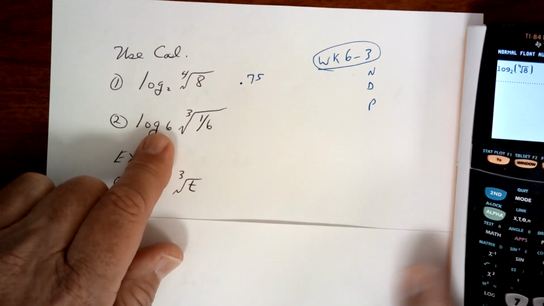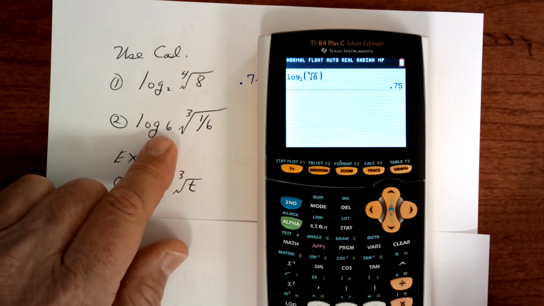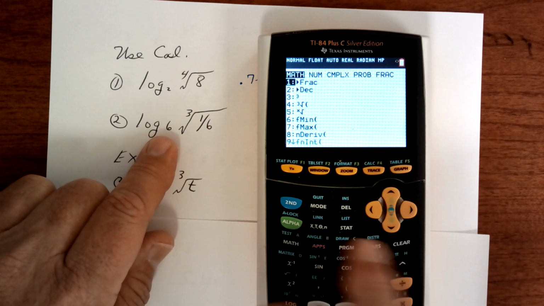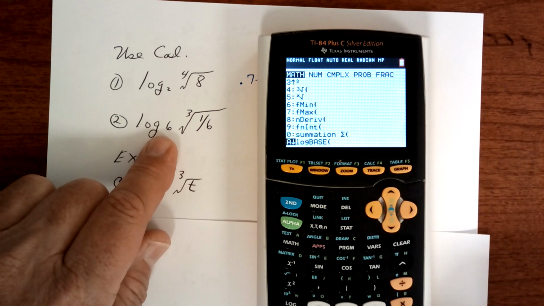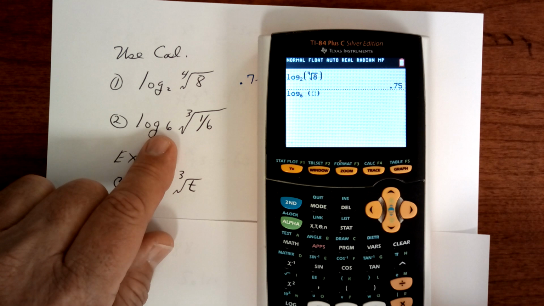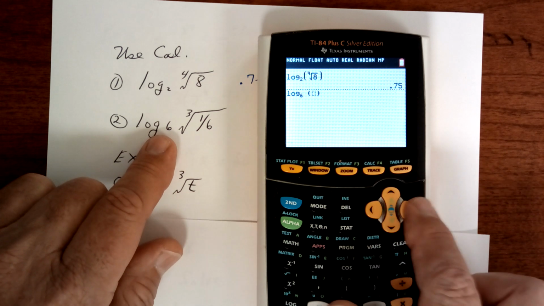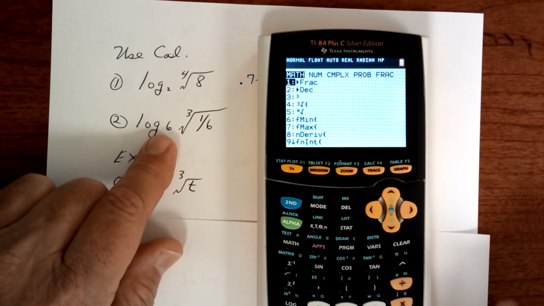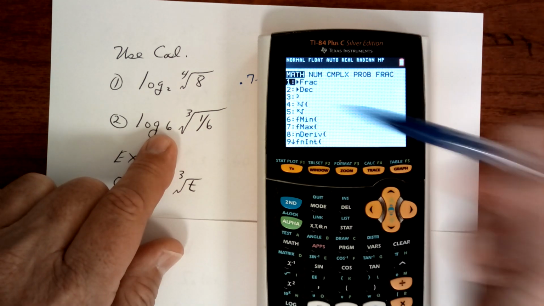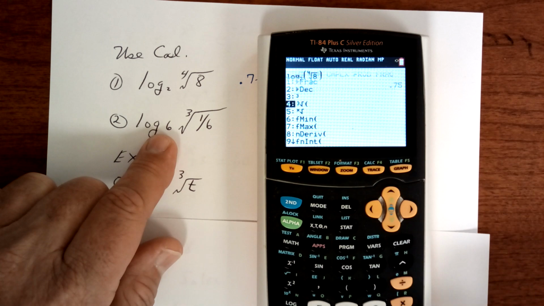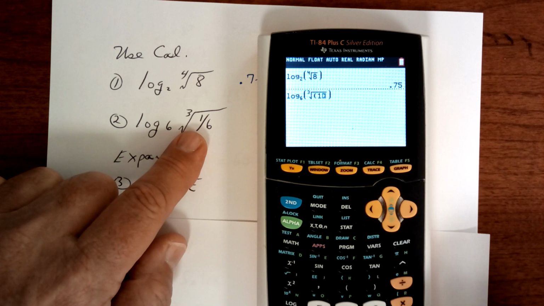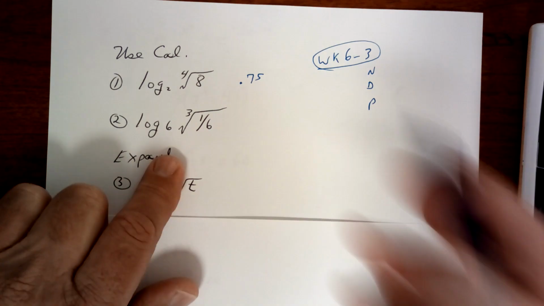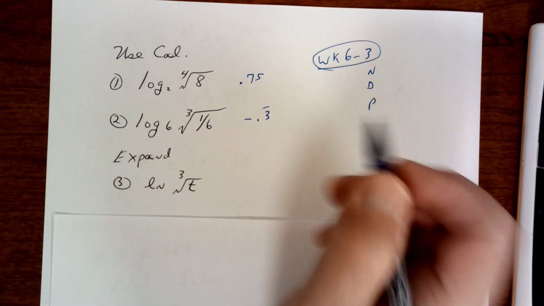Let's try the next one. Press the Math key, go down, press enter, put a 6, and then go forward, go to the Math key, and go down to the cube root, which is number 4. Okay, once you get that, put 1, I would use parentheses, 1 divided by 6, close parentheses. I get negative 0.3 repeating. Okay, make sure you can use your calculator.